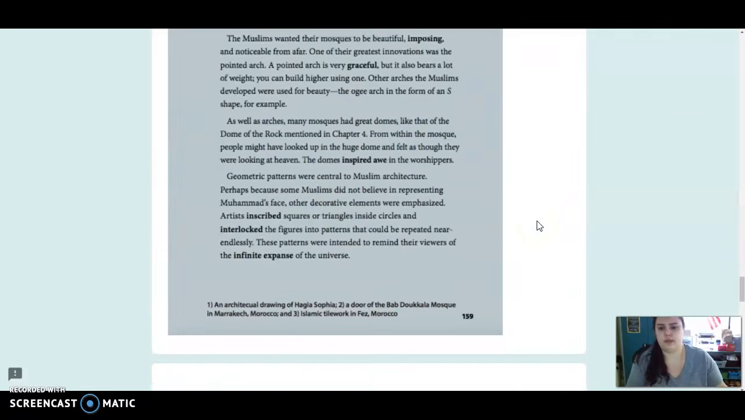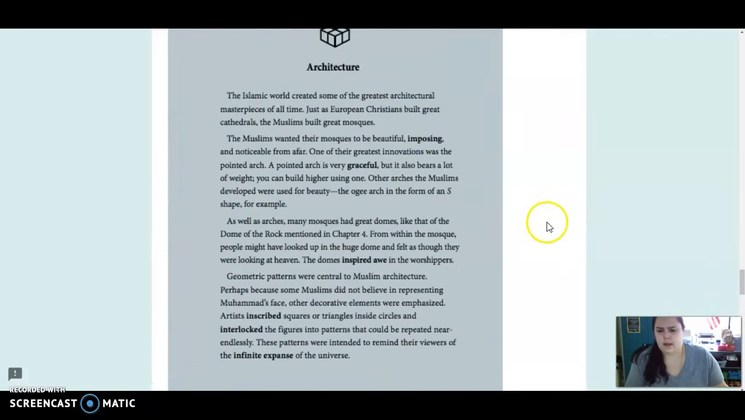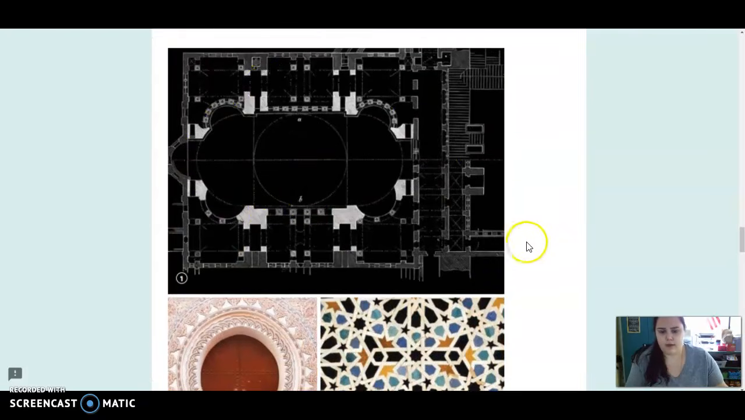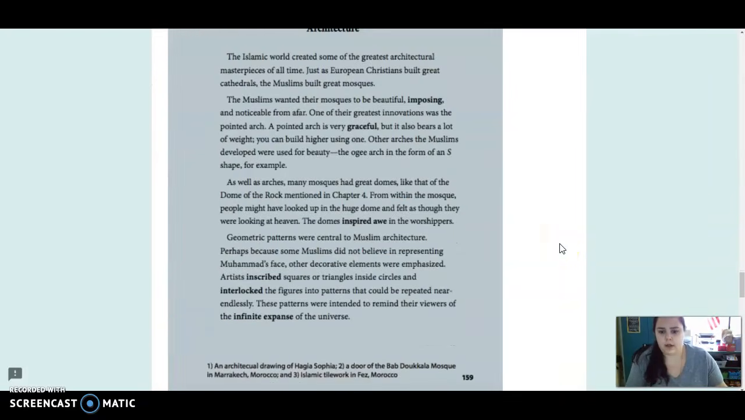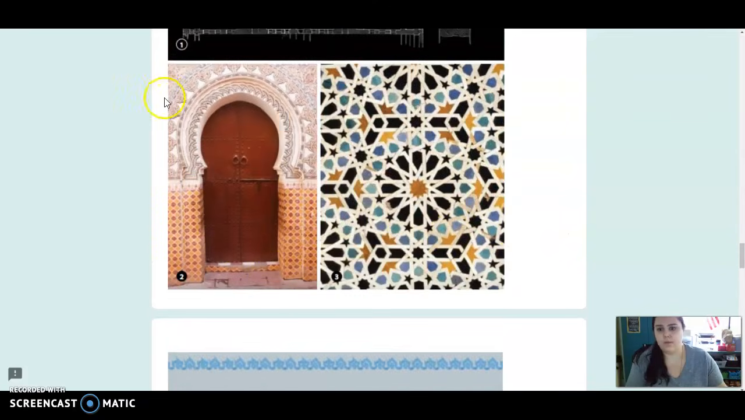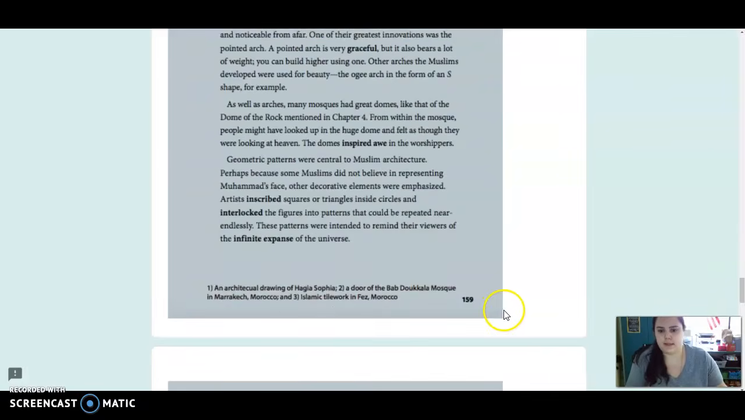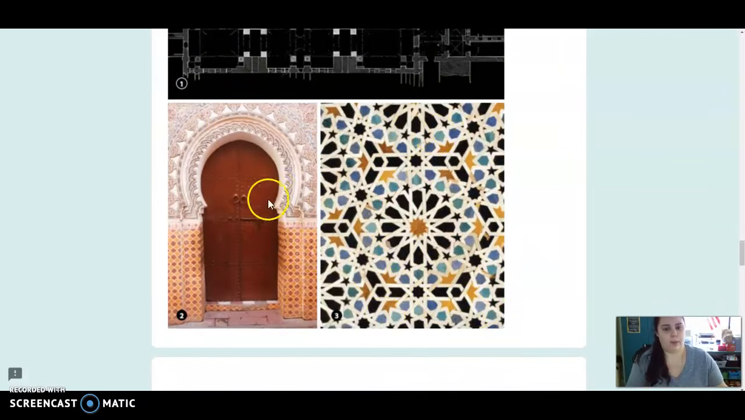Okay, we've got some more pictures here. This is an architectural drawing of the Hagia Sophia. Number 2 is a door of a mosque in Morocco. So it's a mosque door. And number 3 is some Islamic tile work in Morocco.